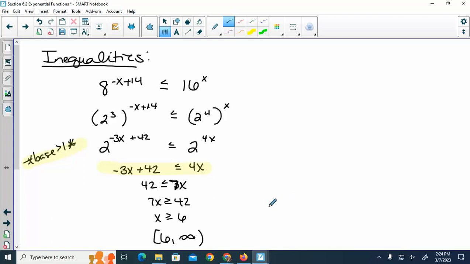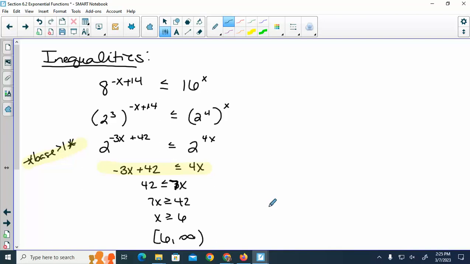So if you put in a 6, you get 8 to the negative 6 plus 14. It's a really big number. 16 to the 6 is the same really big number. So 6 makes them equal. If you want to really see if we have it right for the inequality, put in something greater than 6. So if I put in a 7, then I'm just verifying that this inequality does hold, and that's true. This one is smaller than that one. So you can use your calculator to double check.